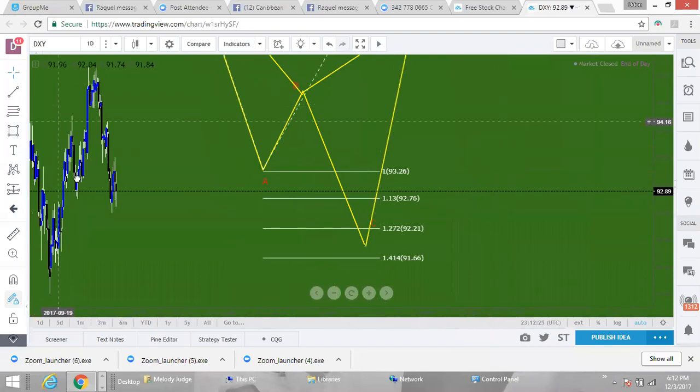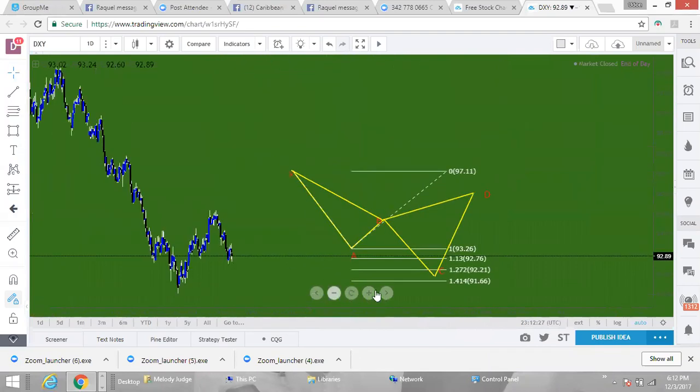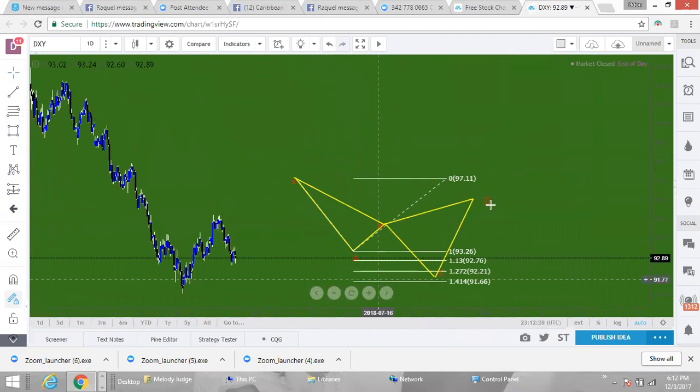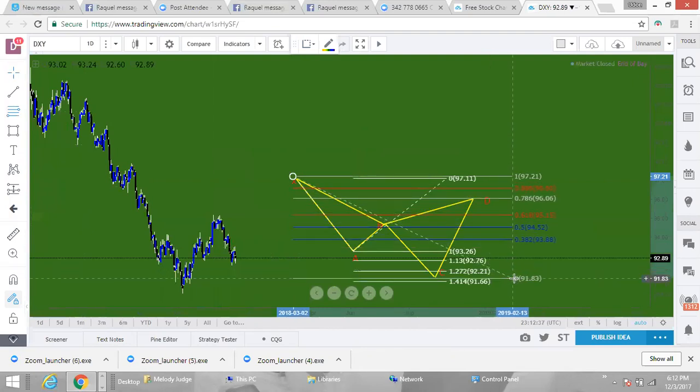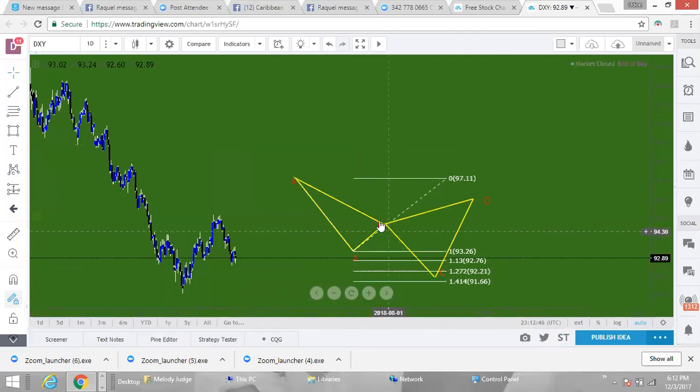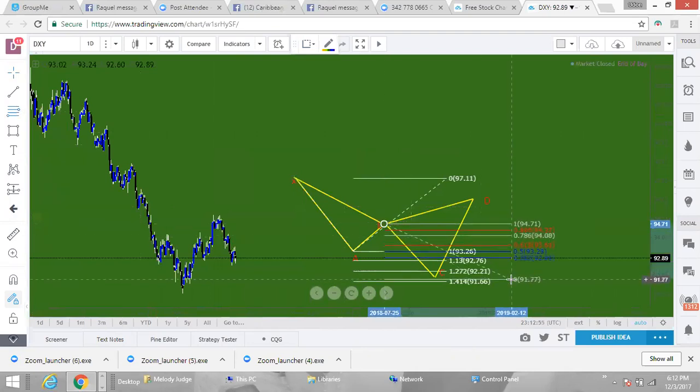Okay, here we go. In order to have D, it has to be a pullback from A to C. So how exactly are you trying to figure out D? I would draw it from A to B, from B to C, and then get D from B to C. Yep. Okay, and what would enable you to know that D would complete at the 786?